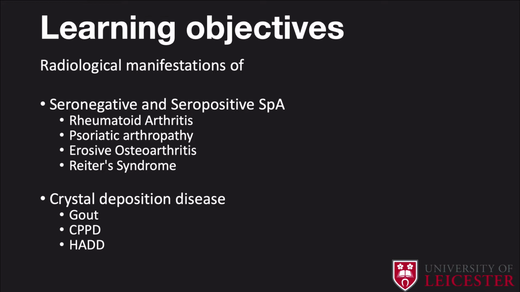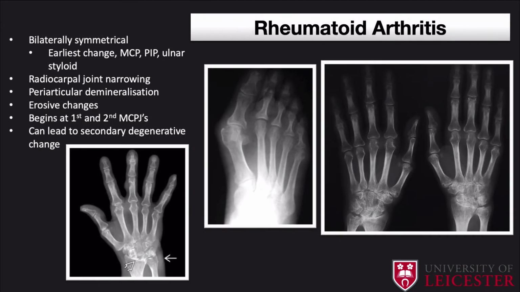The first part of this lecture I'm not going to spend too much time on, as this is something that's quite commonly discussed, and I'd just like to refresh your memories with some of the more common radiological manifestations that you may encounter during rotation. I'm going to spend the bulk of the time looking through crystal deposition disease. These are the things that you don't tend to see as much, and hopefully at the end of this lecture you'll have a better understanding and be able to identify these conditions when looking at plain radiographs. So I'm going to start with rheumatoid arthritis.